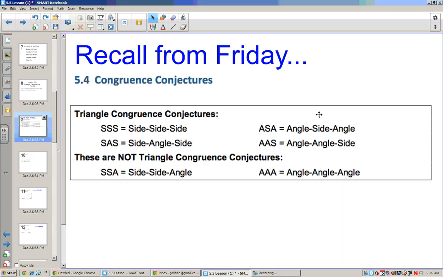Now, remember from last day, Friday in this circumstance, we have SSS, which means side, side, side; SAS, side, angle, side; and ASA, angle, side, angle; and AAS, angle, angle, side. Those are all the conjectures that work. The two that don't work are side, side, angle, unless it's right, and angle, angle, angle.